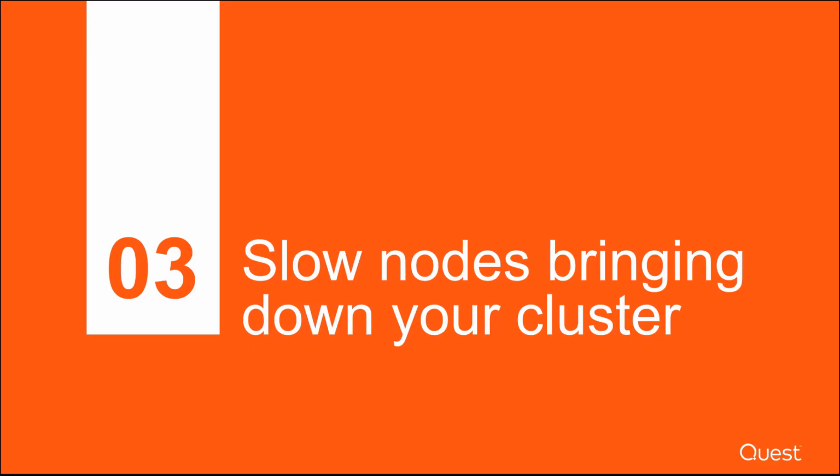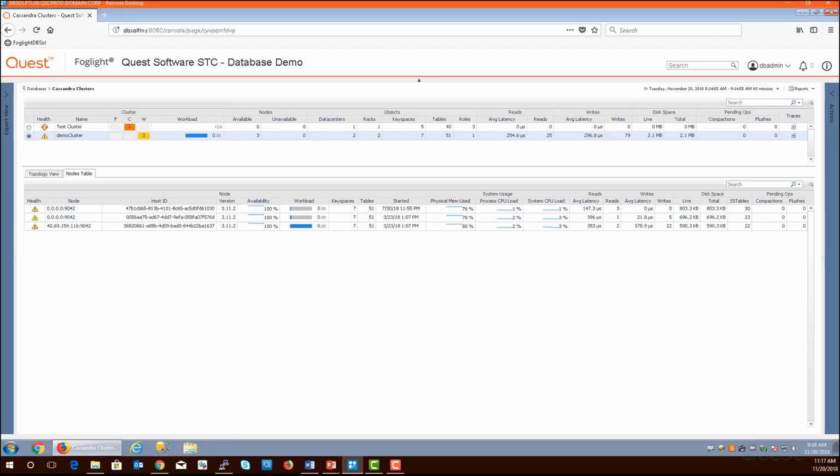And finally, use case 3. Are slow nodes bringing down your cluster? Typical with real-world applications, Cassandra nodes can slow down due to many issues such as hardware, compaction, garbage collection, network, disk, etc. Cassandra is a cluster database where a row of data exists multiple times across the cluster.